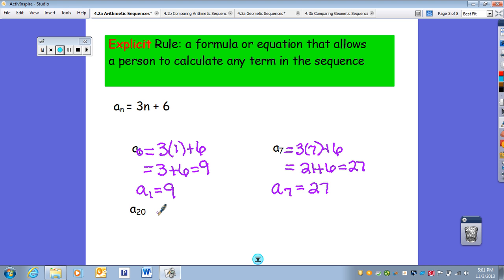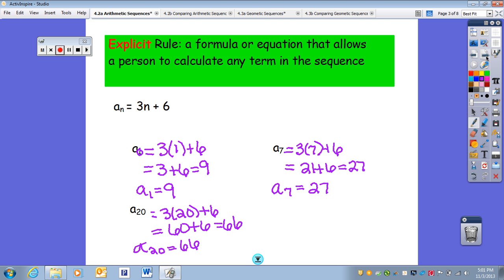Let's try one more example, a sub 20. So the 20th term in my sequence is what I'm looking for. So I'm going to take 3 times 20, because it's the 20th term, and add 6. 3 times 20 is 60, plus 6 would give me 66. So the 20th term in my sequence is the number 66. That is a rule or formula that allows me to calculate any term in the sequence.